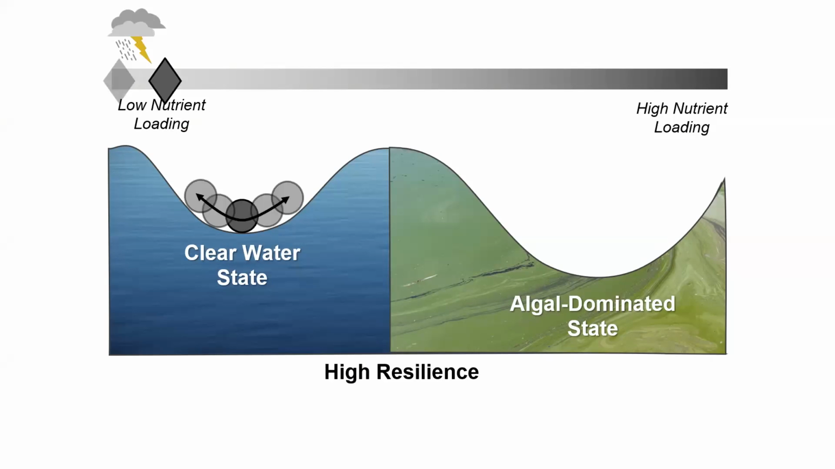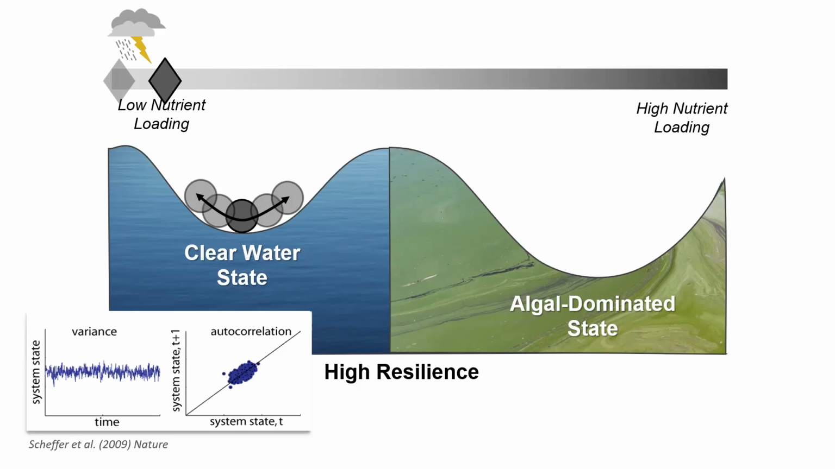But of course, there's variability. There's stochastic factors that are occurring all the time that are pushing that ball around in that basin of the clear water state. So perhaps a storm comes, there's some nutrient loading, that's going to be energy that moves that ball around. But because the basin walls are high, we see that there's pretty low variance. The ball is going to come back to the middle pretty quickly, and there's low autocorrelation.